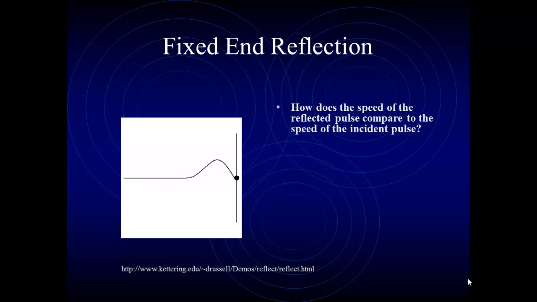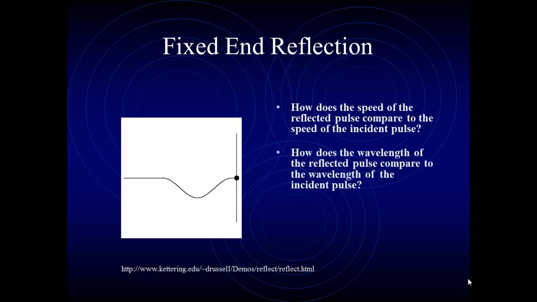Okay, I want you to look at a couple different things as you stare at that animation. First, how does it look like the speed of the reflected pulse compares to the speed of the incident pulse? Remember, the incident pulse is what's showing now. The reflected pulse is what happens after it bounces off that boundary. Okay, hopefully you can tell that the speed of those two pulses are the same. So how long it takes to move left to right is the same amount of time that it's moving right to left.